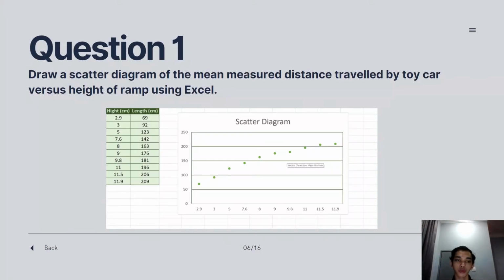Okay, for question 1, draw the scatter diagram of the mean measured distance traveled by the toy car versus the height of the ramp. As you can see, this is the scatter diagram, and the x-axis is the height, and the y-axis is the length.